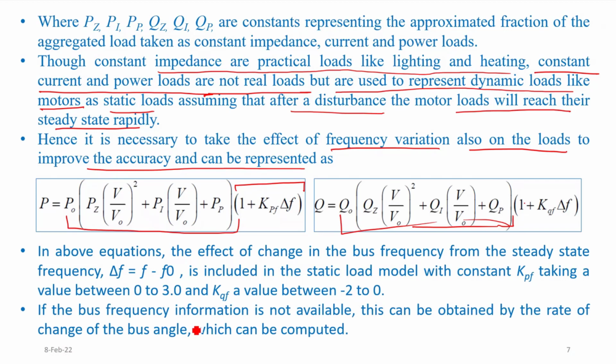If the bus frequency information is not available, it can be obtained from the rate of change of the bus angle. If the bus frequency information is not available, it is difficult to measure, but nowadays it is possible. We have many advanced devices that can measure instantaneous frequencies, which can be computed, right?